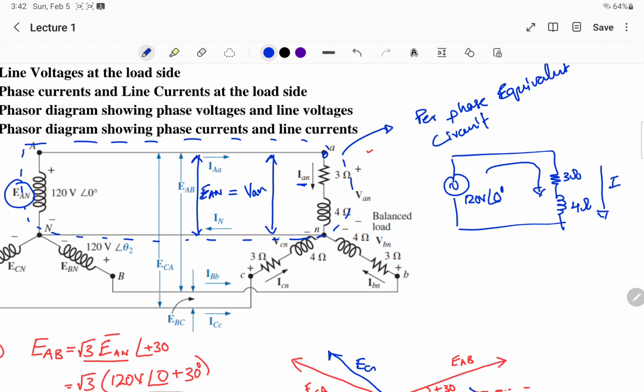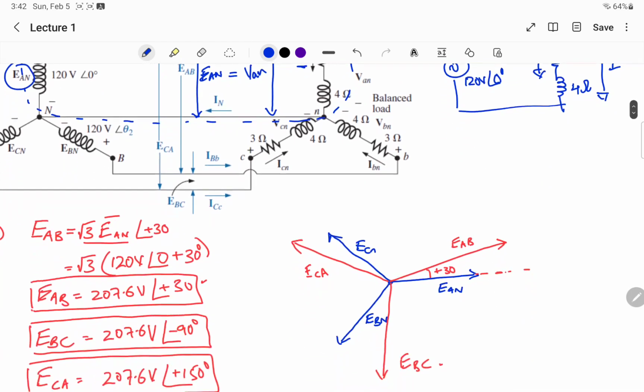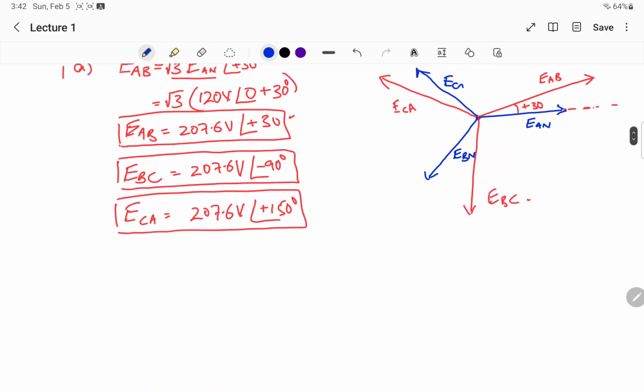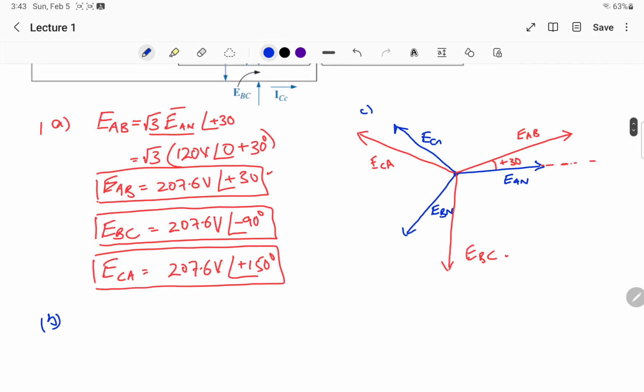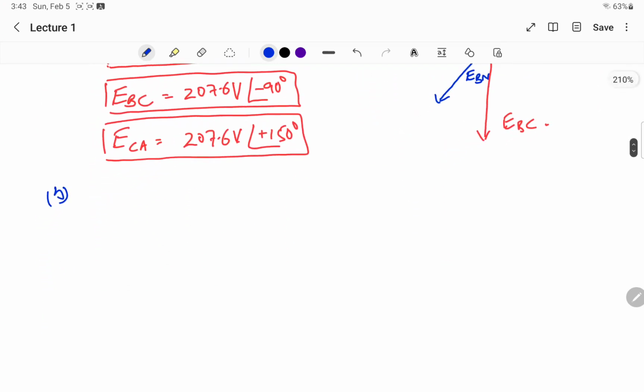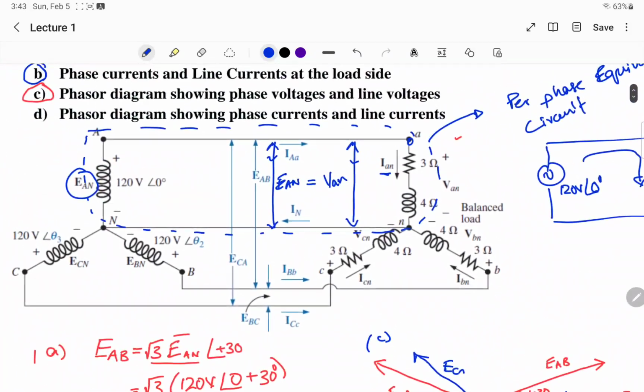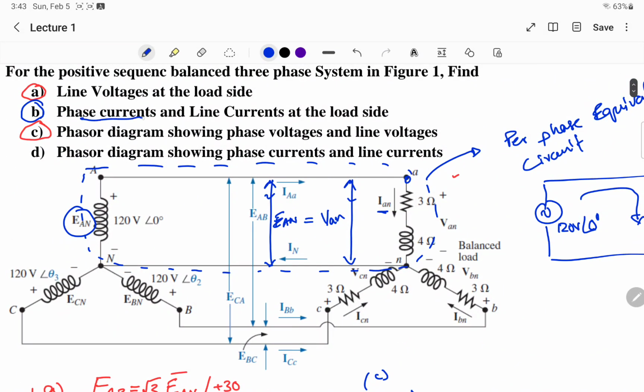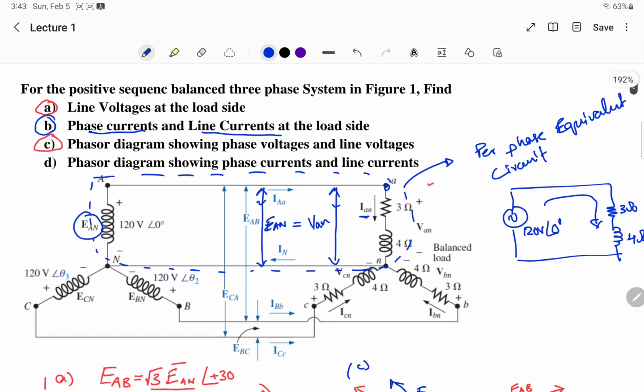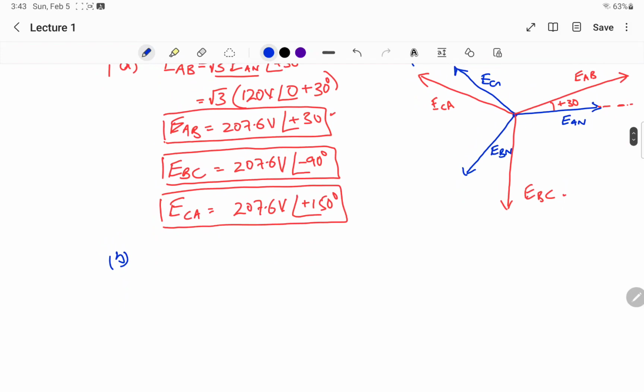You can either make this per phase equivalent circuit, or you can make the assumption that this is the voltage that will be across the load. So we can easily now calculate. So for the part B, this was part C. Part B is asking phase currents and line currents. So the phase current is this current, and the line current is this current. We have to calculate.